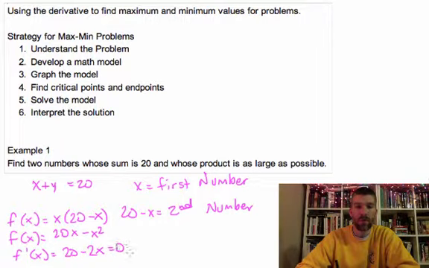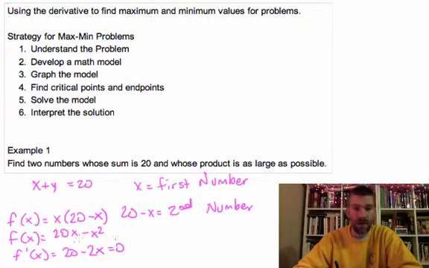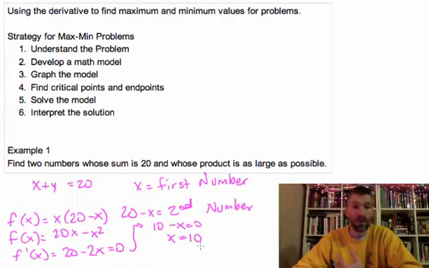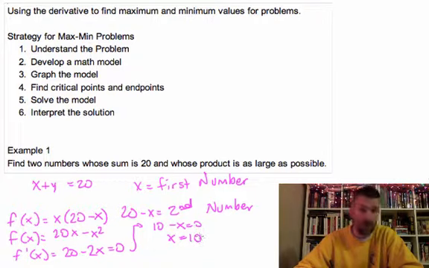And set it equal to 0. Okay? And when you do this, you can divide a 2 out of everything, and that gives us 10 minus x equals 0. So x equals 10. That's one of my critical points. In fact, that's the only critical point that I'm going to get.